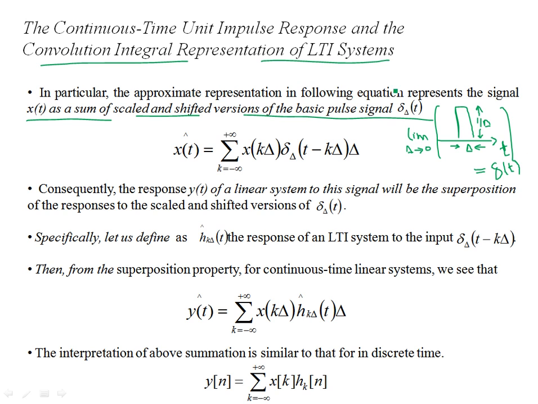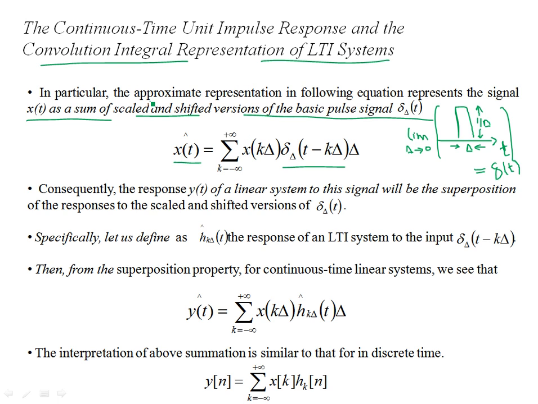So just like the discrete time sequences, which can be decomposed into unit impulse sequences, x(t) can also be approximated in terms of pulses. This approximation becomes better if this finite duration delta becomes small. It approximates the original signal better when this duration is small.